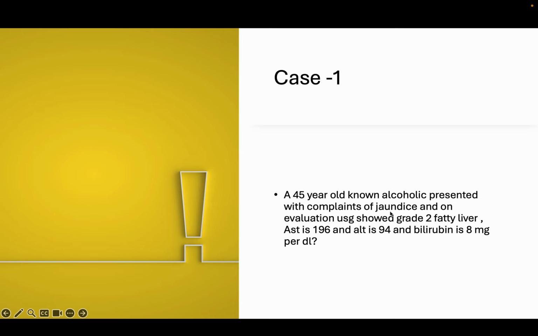If the enzyme pattern is normal, this might be a case of alcoholic fatty liver disease. If the enzymes are also elevated, it's alcoholic steatohepatitis, because there is inflammation. Alcoholic steatohepatitis is a possibility. So here the bilirubin elevation is also there.